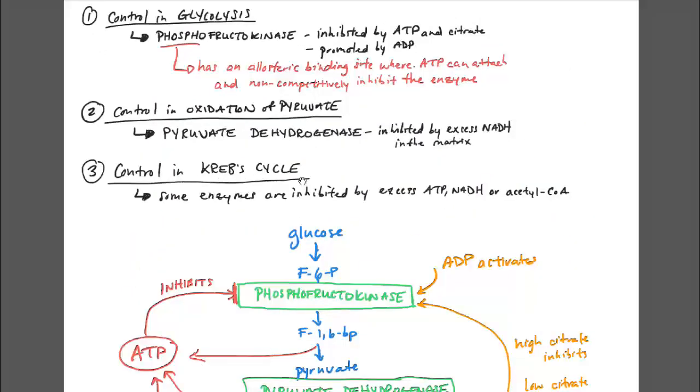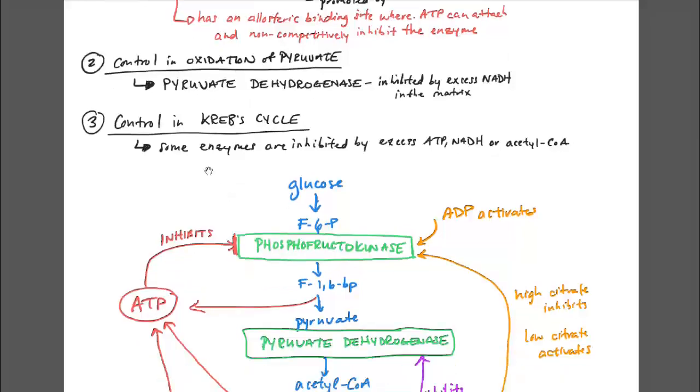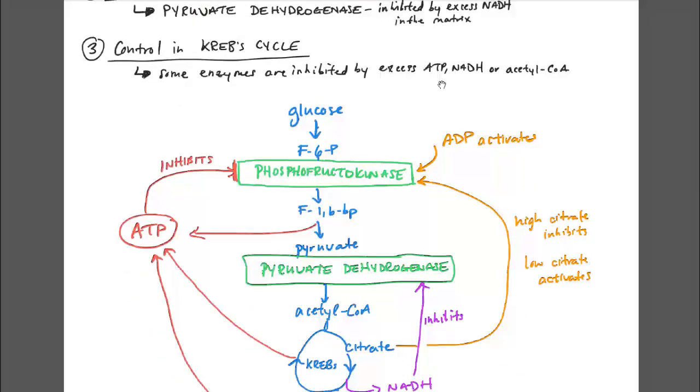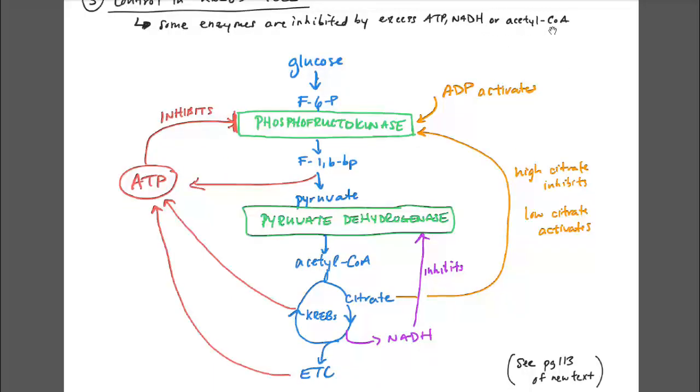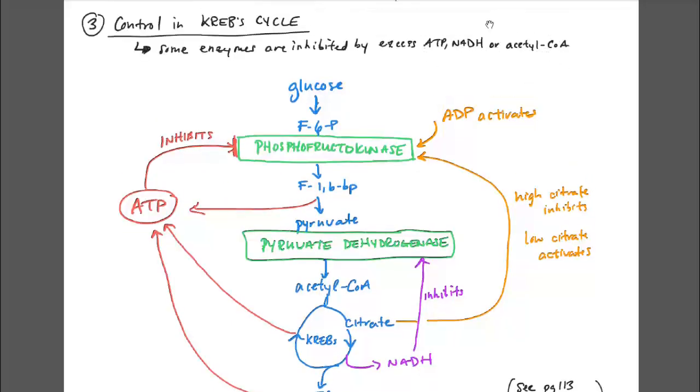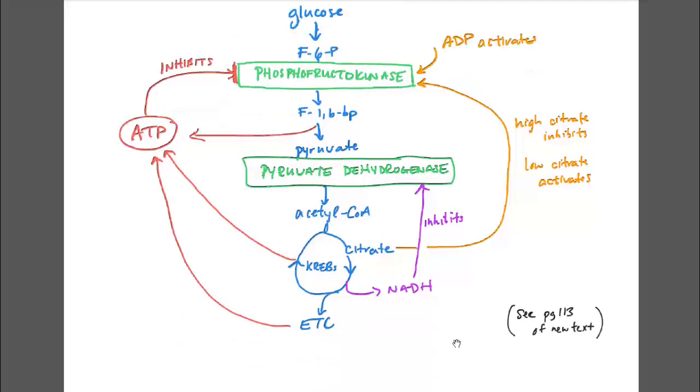Then finally, in the Krebs cycle itself, some of the enzymes, we're not going to go through all their names because there's more than one. I don't want to overload you. Phosphofructokinase and pyruvate dehydrogenase are enough to remember. But some of the enzymes in the Krebs cycle are also inhibited by lots of ATP, lots of NADH, or lots of acetyl-CoA. Because these are such important end products of each of their stages, they're very good molecules to go back and shut off the actual process. This is what we called feedback inhibition when we were talking about this in the first unit.